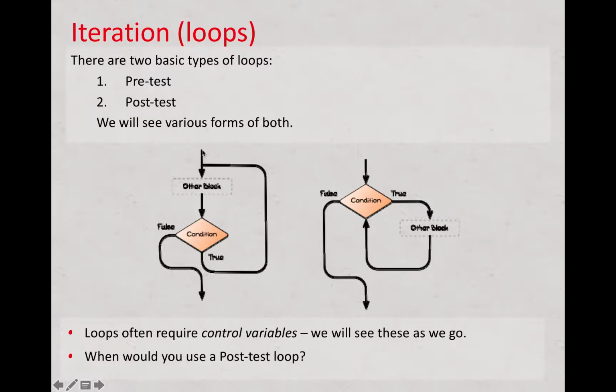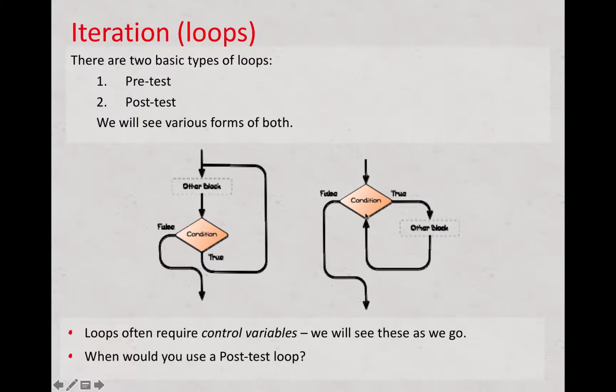A post-test loop is one where the code execution comes along and we execute this block of code, some number of lines of code, and then we come to this condition, which is a bit like the conditions we saw for if statements. And if the condition is true, then we come back around and execute that again, and we keep looping, iterating, and executing that code until the condition is false, and then we go on and do the rest of the program. So that's the post-test loop.